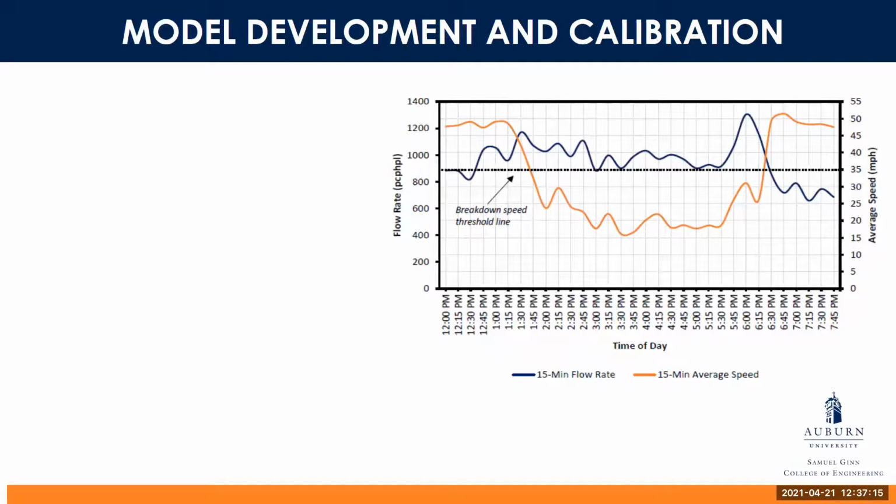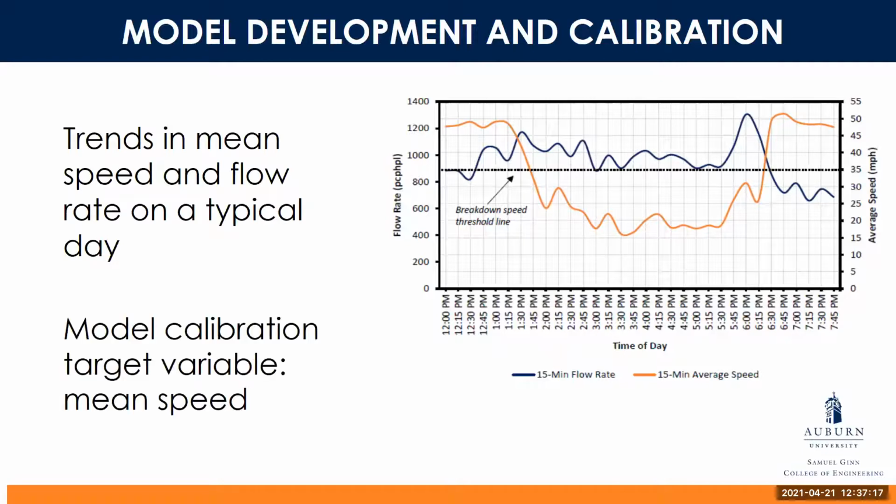And this is important because this was a target in our model calibration. Travel time is often used as a target value or variable to use for calibrating the model. Mean speed is essentially another way to look at the same type of information, and that's what was used in our portion of the study.